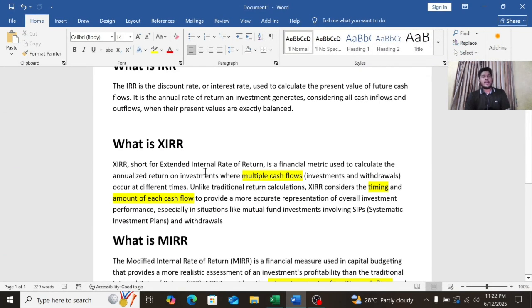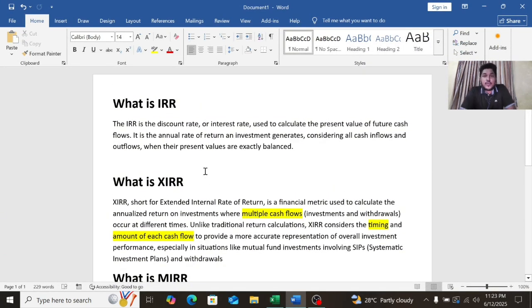As you know, what is IRR? IRR is the discount rate or interest rate used to calculate the present value of future cash flow. It's the annual rate of return an investment generates, considering all cash inflows and outflows, when their present values are exactly balanced. So it's a discount rate or interest rate to calculate the present value, and it's the annual rate an investment generates.